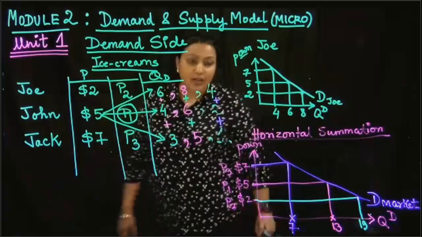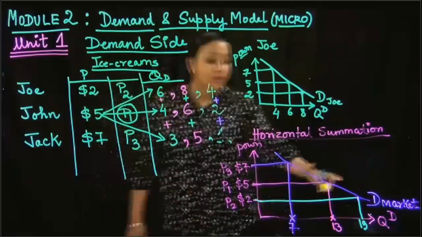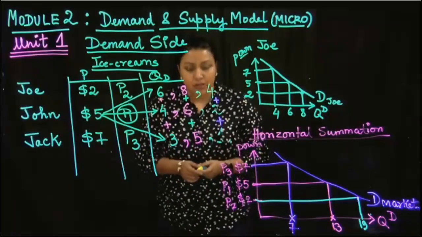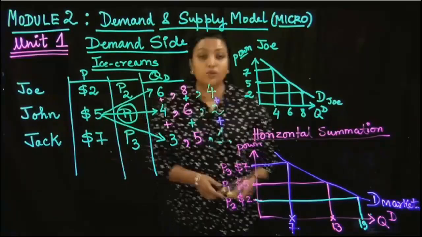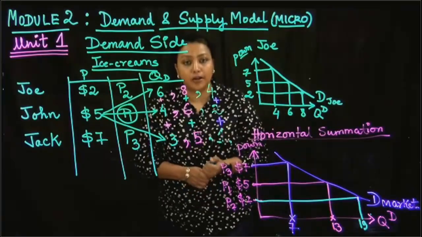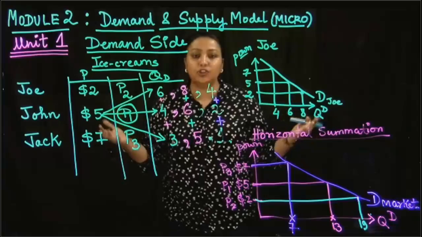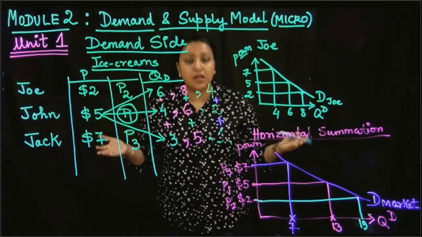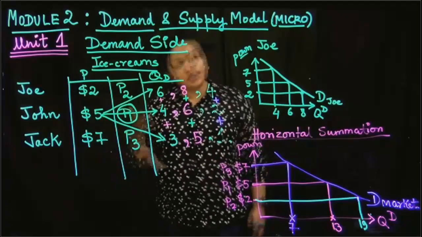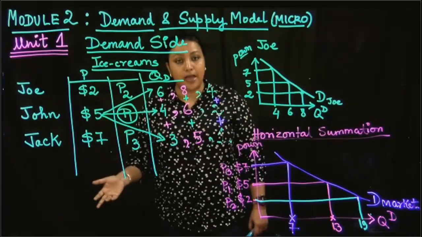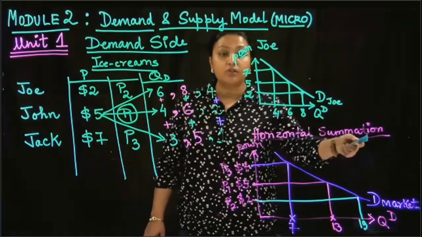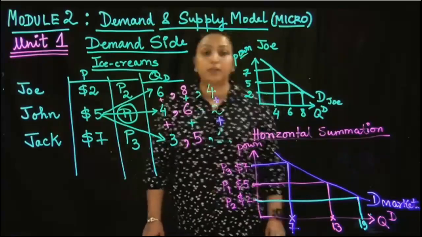But what is interesting to note is that the market demand curve looks very similar to the individual demand curve. That means the law of demand not only holds at the individual level, but it also holds at the level of the market. The law of demand, the inverse relationship between quantity demanded and price, given the ceteris paribus condition, is true at the individual level, and it is also true at the level of the market. And the way that you would derive the market demand curve is through a horizontal summation of the individual demand curves.